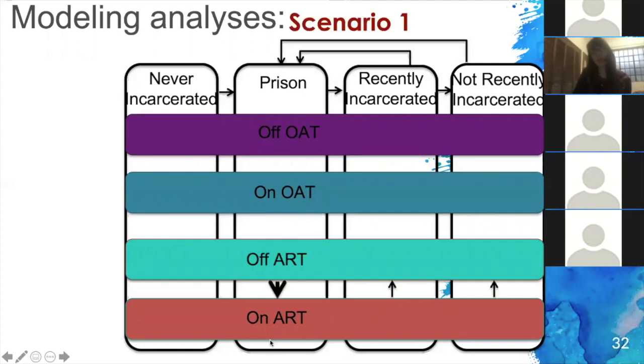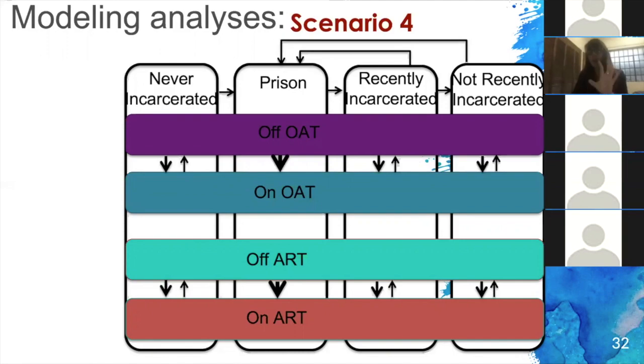The first scenario looked at putting people who are HIV positive on ART when they enter prison. The second scenario looked at putting people who inject drugs on OAT when they enter prison. We assume a dropout rate once they come out. And then the third scenario looked at combining these two interventions in prison. And the fourth scenario looked at implementing a scale up of these two interventions in the community.